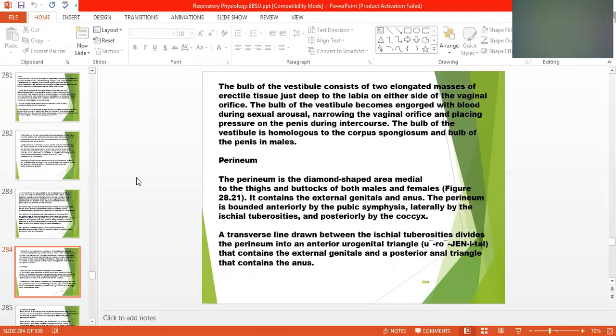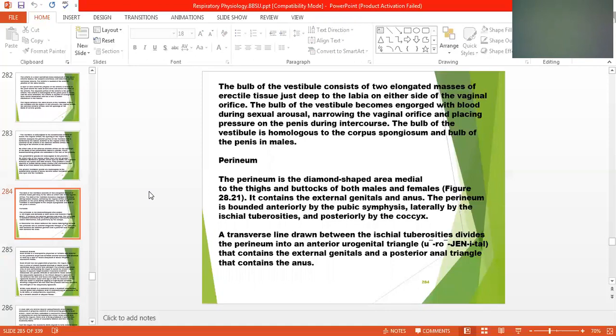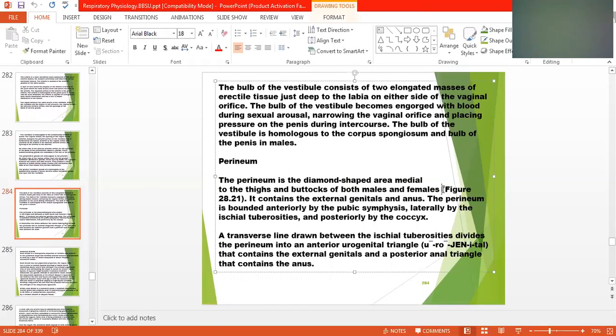So this is all about today's lecture. One thing more we can say here. The perineum is the diamond-shaped area medial to the thighs and buttocks of both male and female, and it contains the external genitalia and anus.